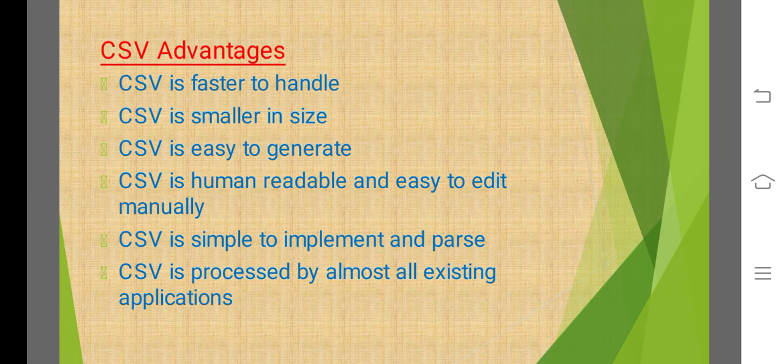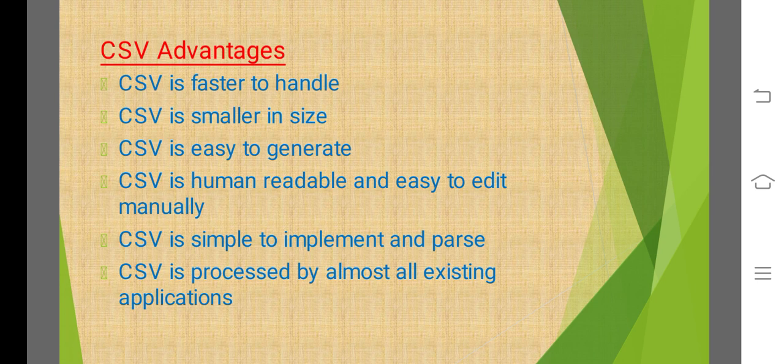Now what are the advantages of CSV files? It is faster to handle because it decreases the size. Its size is small. It is also easy to generate: we can easily generate it using special delimiters. CSV is human readable and easily understandable and editable, means the files can be easily understood. CSV is simple to implement and parse.